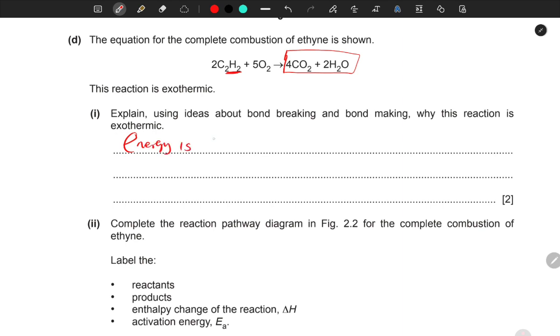is what is absorbed to break the bonds, and energy is released making them.